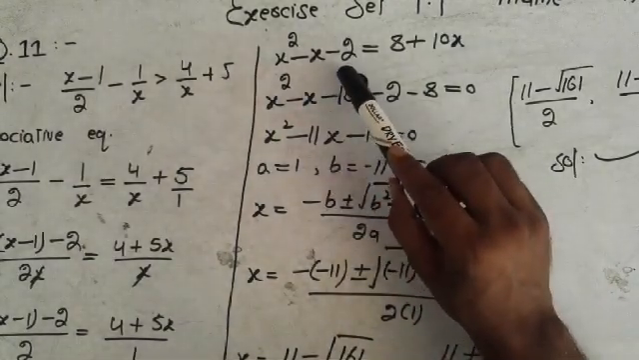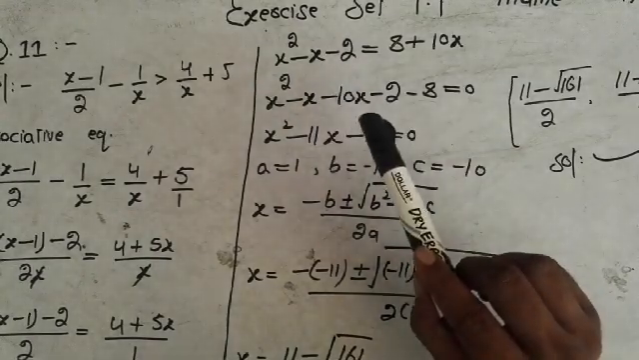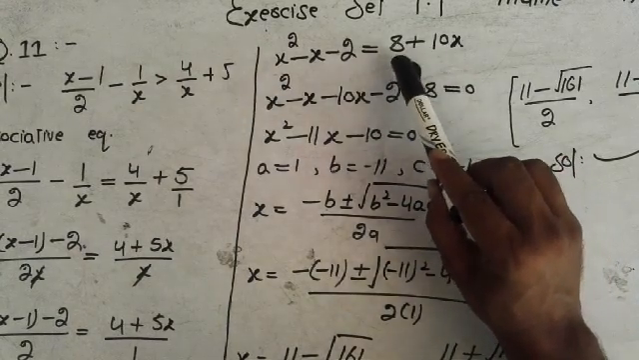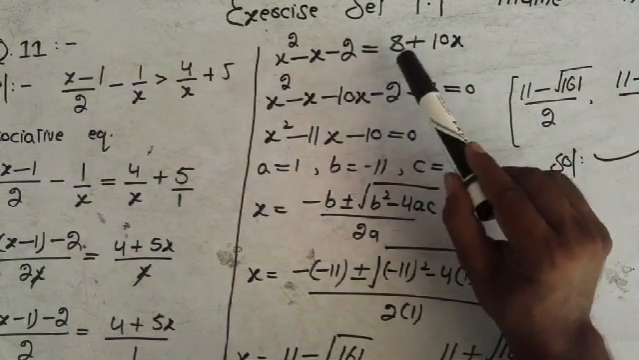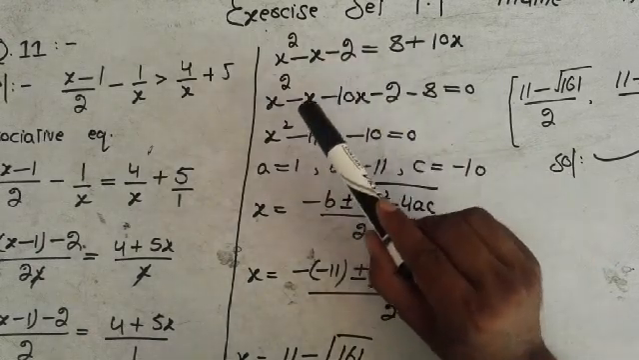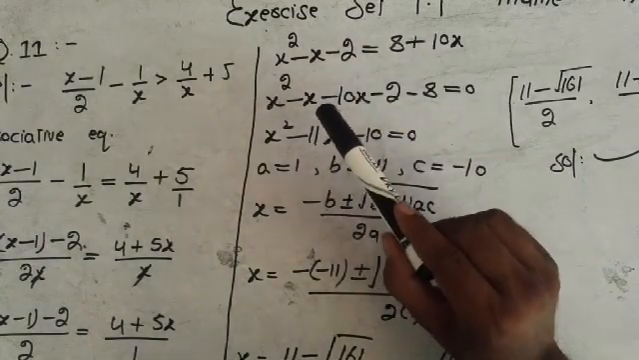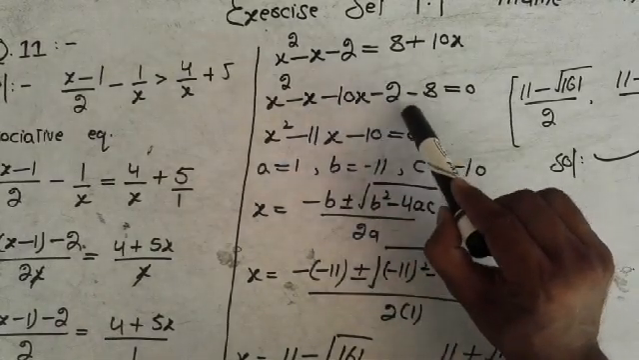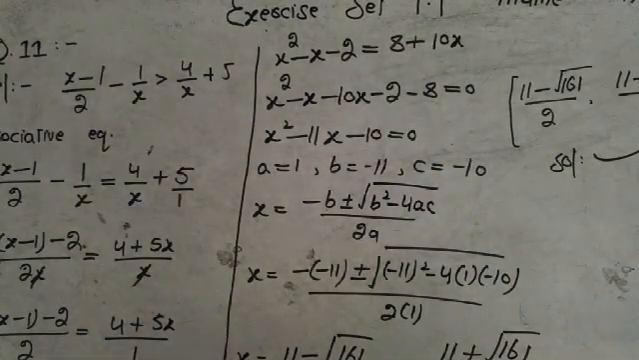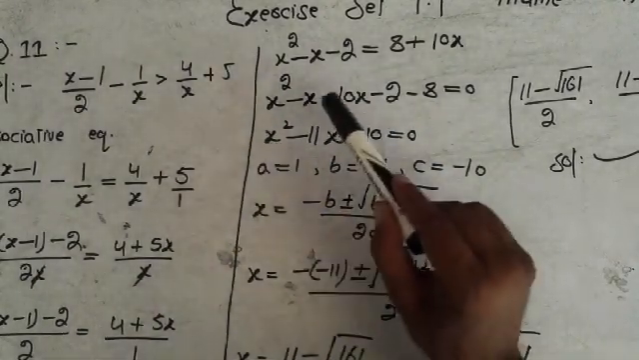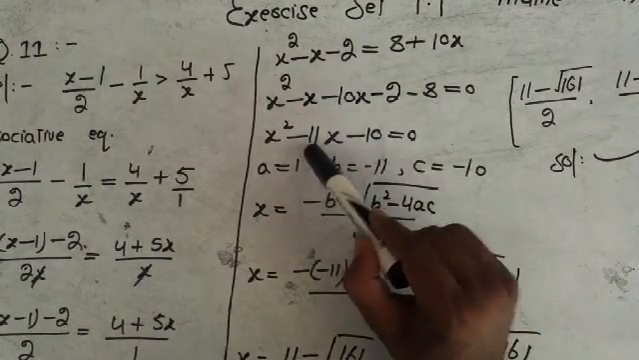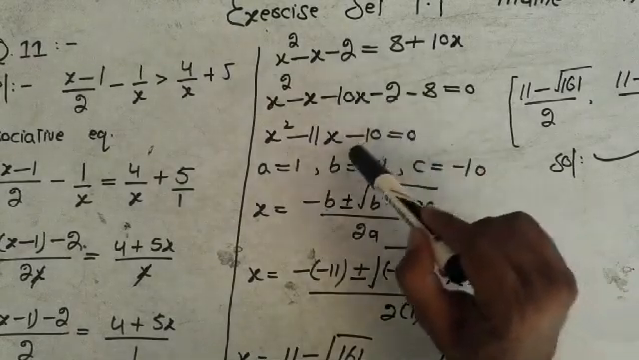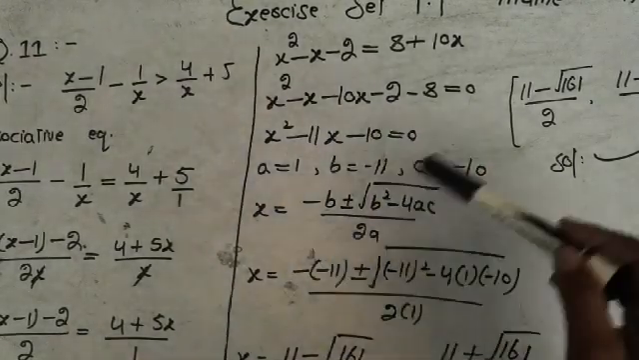On this side, the sign of the 2 is negative, so we write it the same as it is. But on this side, the sign of the 8 is positive. When we transfer the 8 to this side, it gets a negative sign. So the equation becomes x square minus x minus 10x minus 2 minus 8, which is equal to 0. X square as it is, the answer of minus x and minus 10x will be minus 11x. The answer of minus 2 and minus 8 will be minus 10. So this is a second order equation.